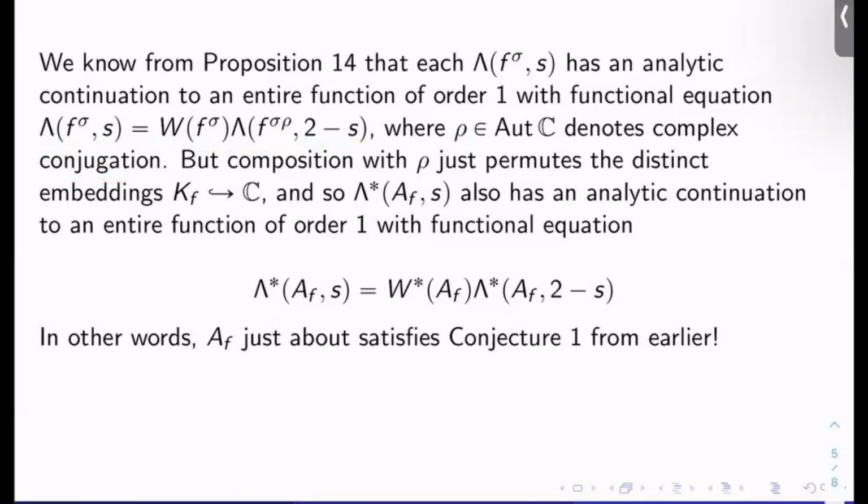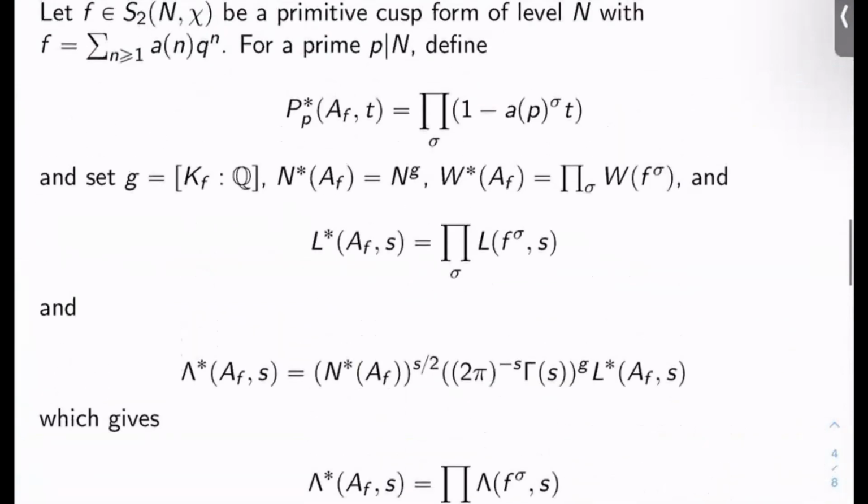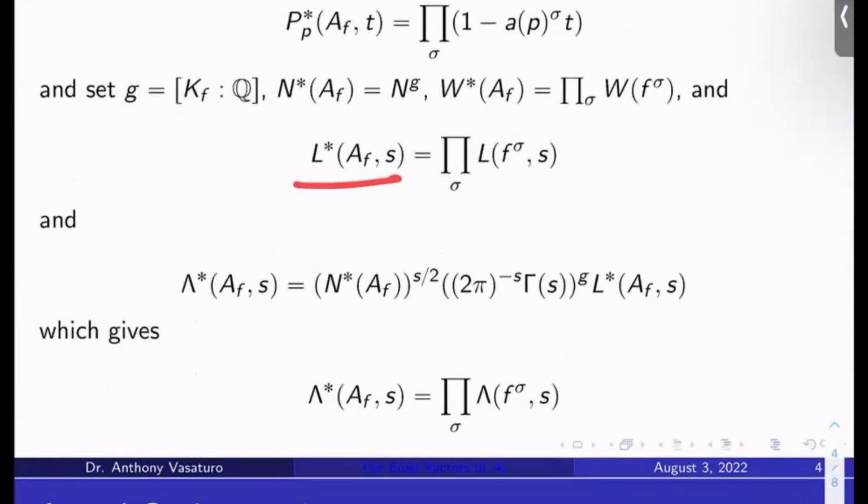Okay, so the thing though is if you compose with rho, you're just permuting the distinct embeddings of K_f into C. And so you find that lambda star of A_F, s also has an analytic continuation to an entire function of order 1 with functional equation lambda star of A_F, s equals W star of A_F times lambda star of A_F, 2 minus s. You have all this already. In other words, A_F just about satisfies conjecture 1 from the first slide. But what's missing is I don't actually know that L star is the L function of A_F. I don't actually know that N star is the conductor of A_F. And I don't actually know that W star is the root number of A_F.